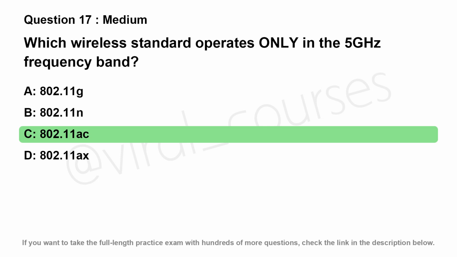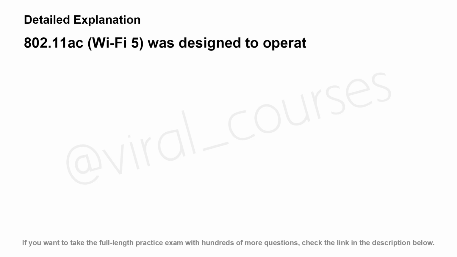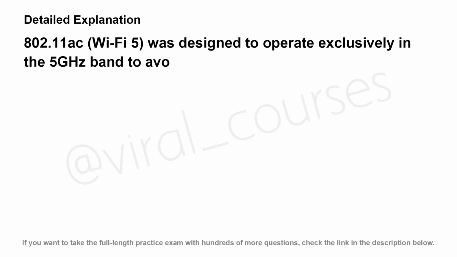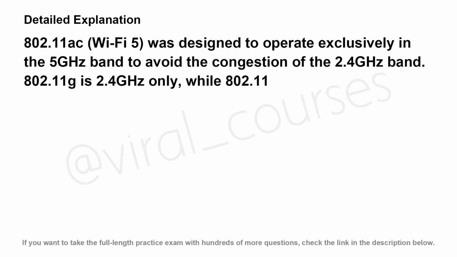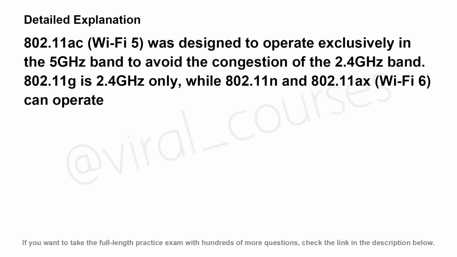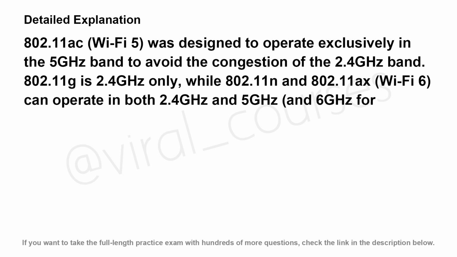The correct answer is C. 802.11ac, Wi-Fi 5, was designed to operate exclusively in the 5 GHz band to avoid the congestion of the 2.4 GHz band. 802.11g is 2.4 GHz only, while 802.11n and 802.11ax, Wi-Fi 6, can operate in both 2.4 GHz and 5 GHz, and 6 GHz for ax, Wi-Fi 6E.